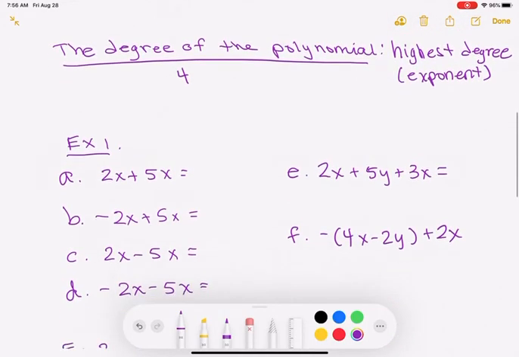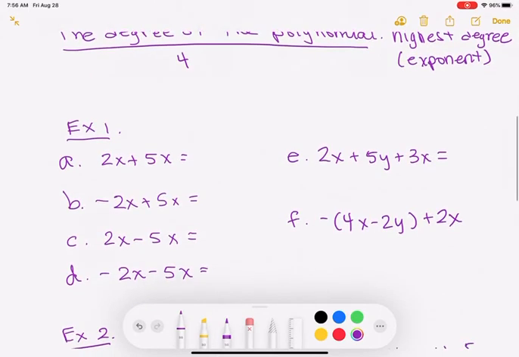All right, next, here are some examples. I have A through F. What I would like for you to do right now is write them all down, give it a try, and see how many of these you can do. Go ahead and hit pause, give it a try, and when you're ready to see how you did, come back and hit play. We'll see what happened.